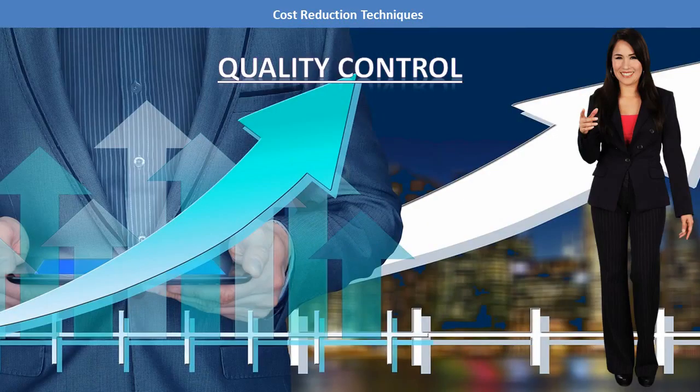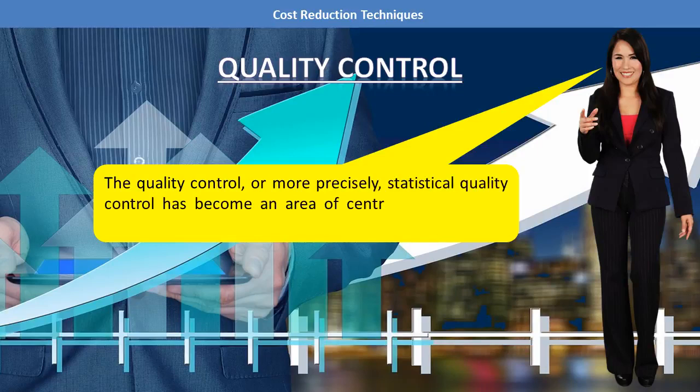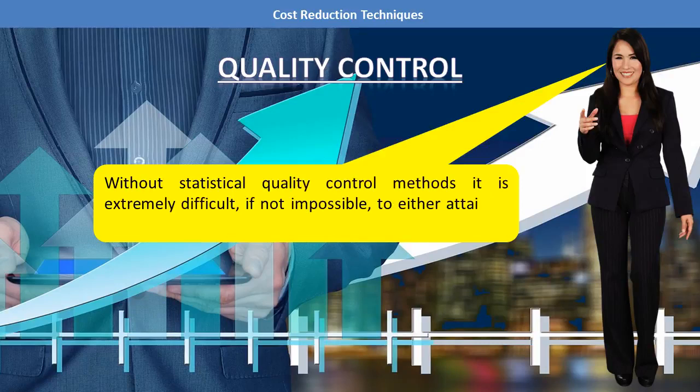This is very important because of the global nature of modern industrial competition. Quality control, or more precisely, statistical quality control, has become an area of central importance to engineers. Manufacturing a product that the public wants to buy is no longer good enough. The product must be of sufficiently high quality and sufficiently competitive price-wise that it is preferred to its competitors. Remember, without statistical quality control methods it is extremely difficult, if not impossible, to either attain or maintain a truly competitive position.